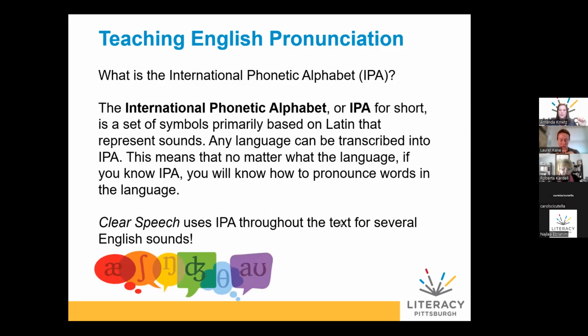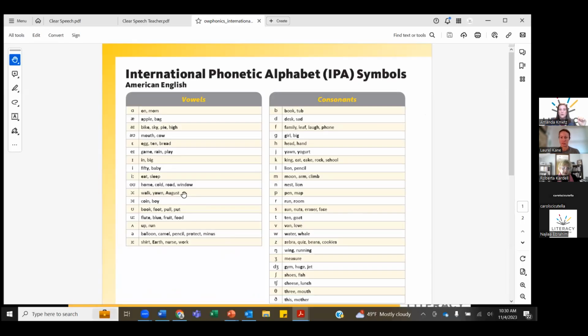I've just shared with you a chart, and I'll open it up on the screen here too, of the International Phonetic Alphabet sounds, or IPA symbols, that we use in American English. So you can have this as a reference, but you might see some of these different symbols throughout the Clear Speech book, and it gives you examples of words that are pronounced using that particular sound. So this might be a helpful resource in helping you to better teach or present the information to your students.